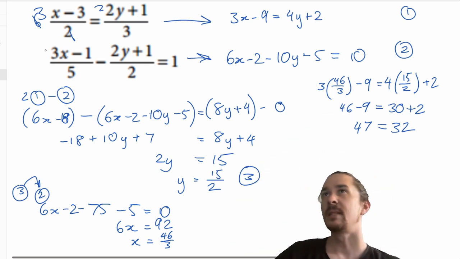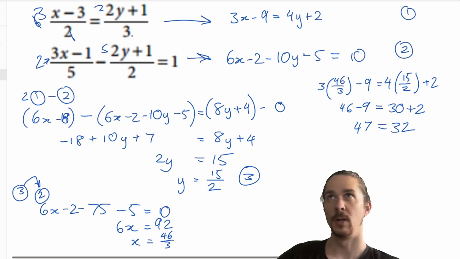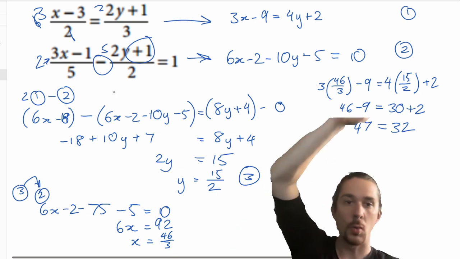Here, same kind of thing happens. This will be multiplied by 2, the numerator. This will be multiplied by 5. So 6x minus 2 minus 10y minus 5. Notice that this is a minus because it's affected by this guy, equals 10. Okay, I'm quite confident with equation 2 up there.